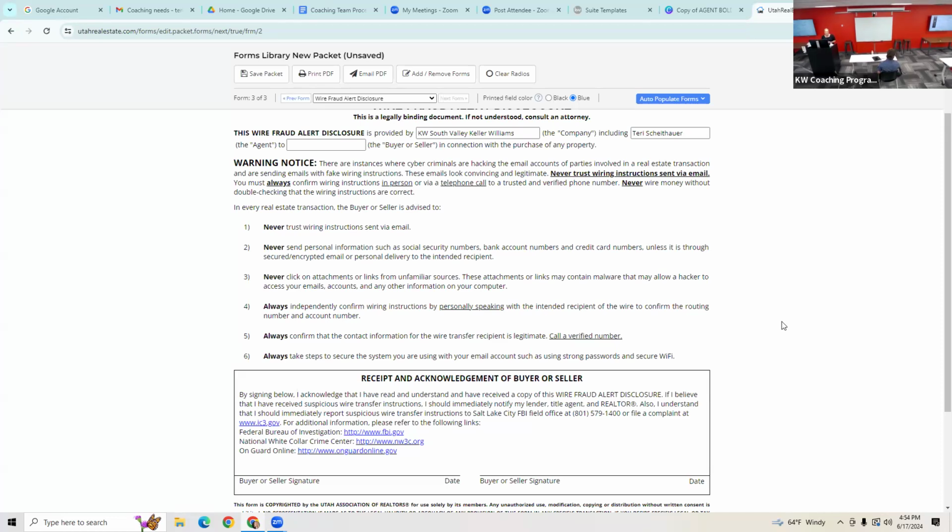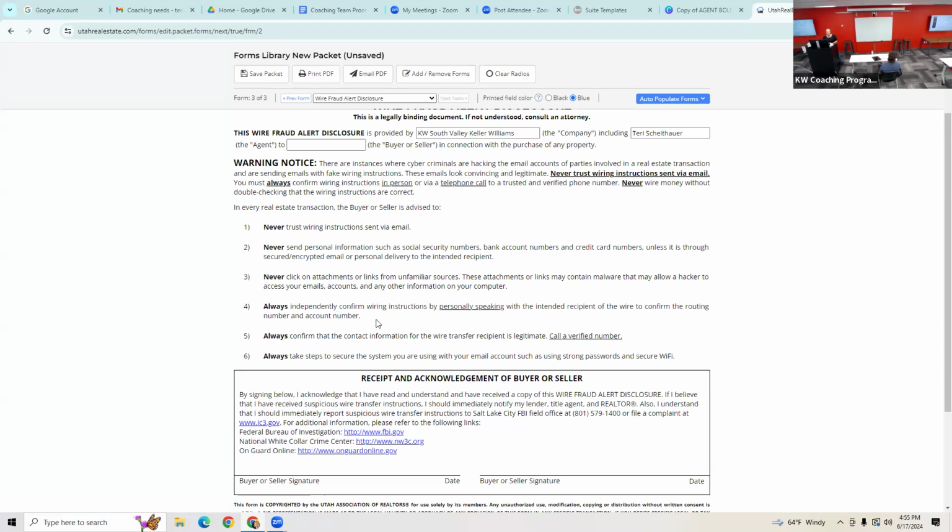A lot of times how this fraud happens is they will see that you're purchasing a home. They'll take an email from either you or me, and it will be changed very slightly so that you won't notice. And they're going to send an attachment or a link. So just be aware, don't click on any of those.